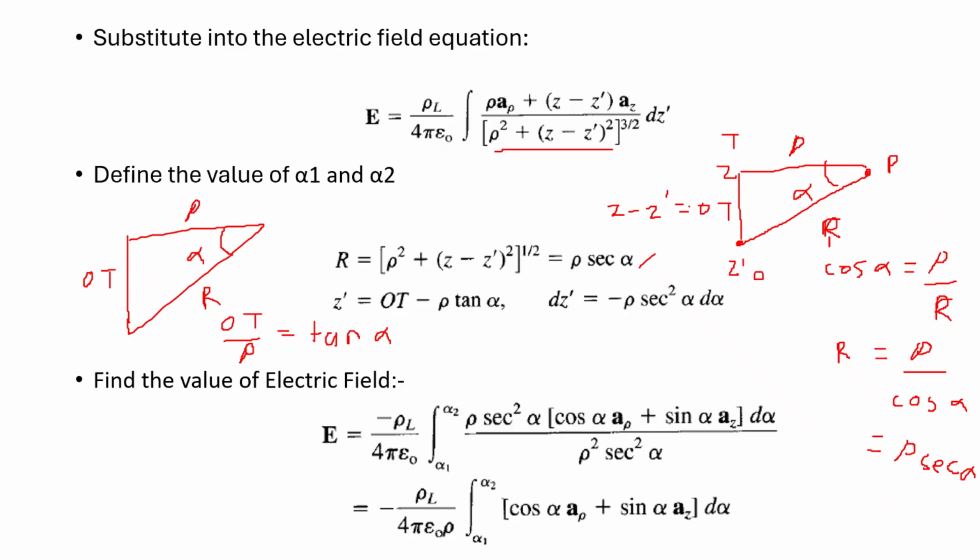So differentiate this term. You have dz prime equal to negative rho secant square alpha d alpha. When you integrate dz prime over alpha, that's why you get negative rho secant square alpha d alpha. Because our task is not finished yet, we have to find this electric field.